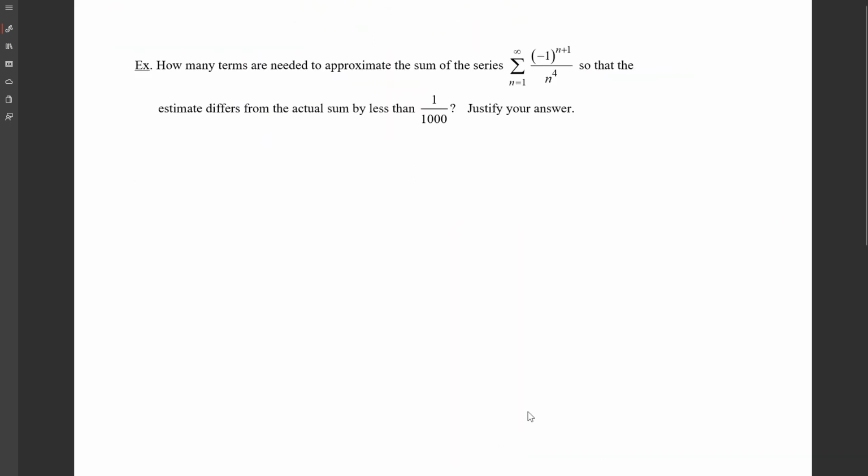Let's look at another way that they could ask the question. How many terms are needed to approximate the sum of this series so that the estimate differs from the actual sum by less than 1 over 1,000, and justify your answer? So let's look at this problem. Remember, what they're saying here is they want the error to be less than 1 over 1,000.